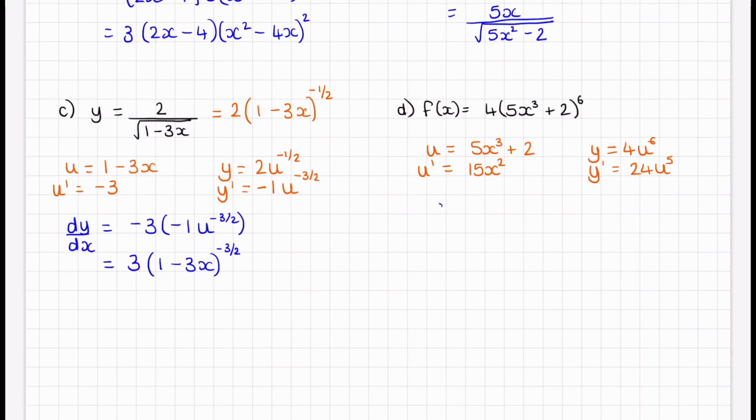Now we multiply the derivatives together and simplify to get our final answer. So we'll have 15x squared multiplied by 24u to the power of 5. Simplifying, 15 times 24 is 360. We've got the x squared, and then we put the u back in, which is (5x cubed plus 2) all to the power of 5.